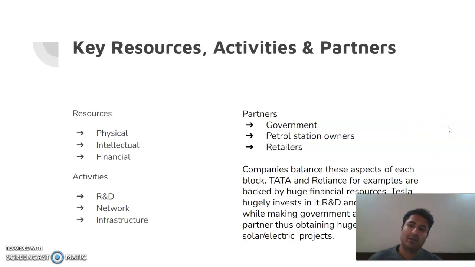We'll discuss the three main points on the left side: key resources, activities, and partners, in a single slide. Some of the examples of resources could be physical, intellectual, like patents, financial, like financial assets. Activities could be R&D activities, research and development, network, infrastructure. Some of the key partners a business can have is government. In the case of Ola, there could be petrol station owners who would help Ola Scooters set up their charging stations for the scooters, and then retailers.